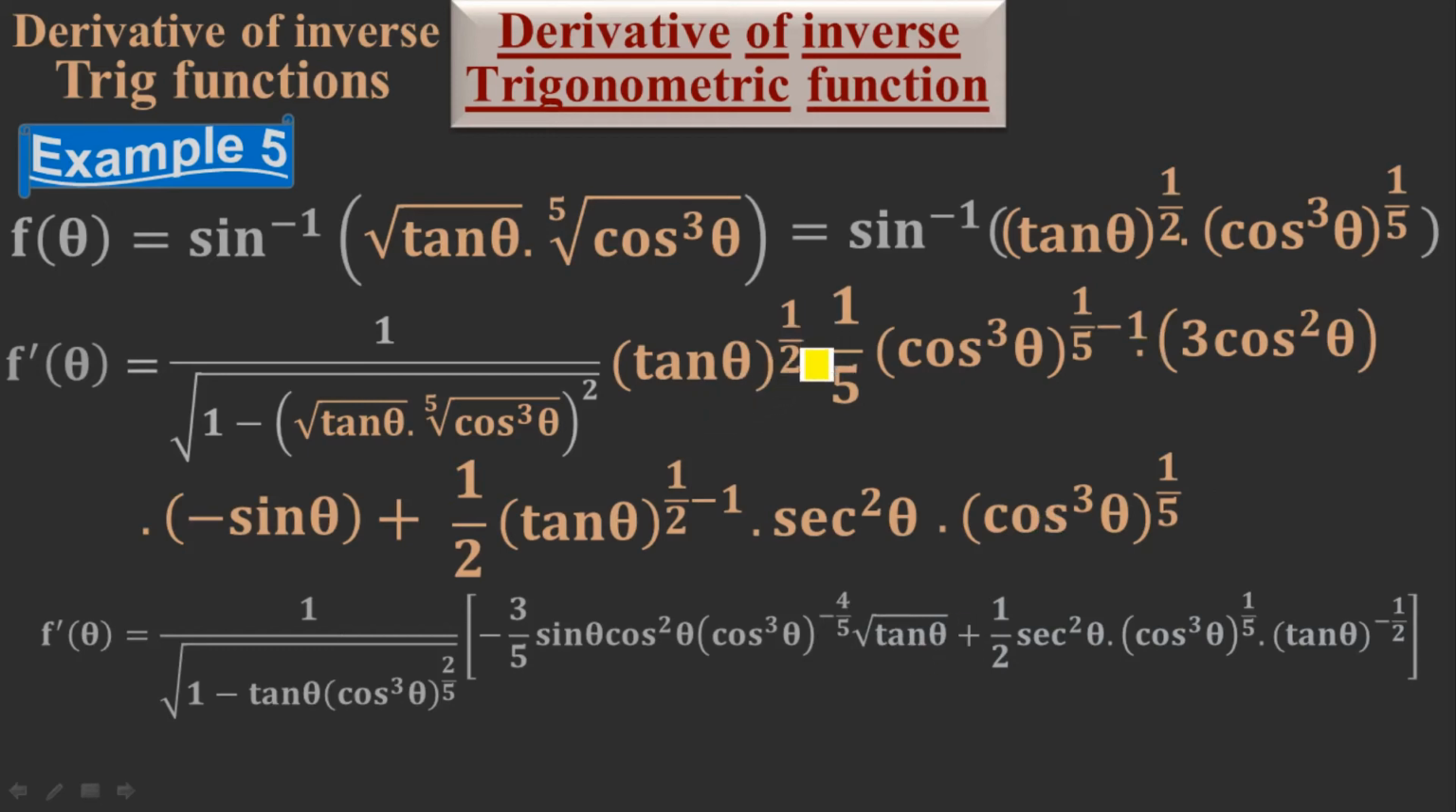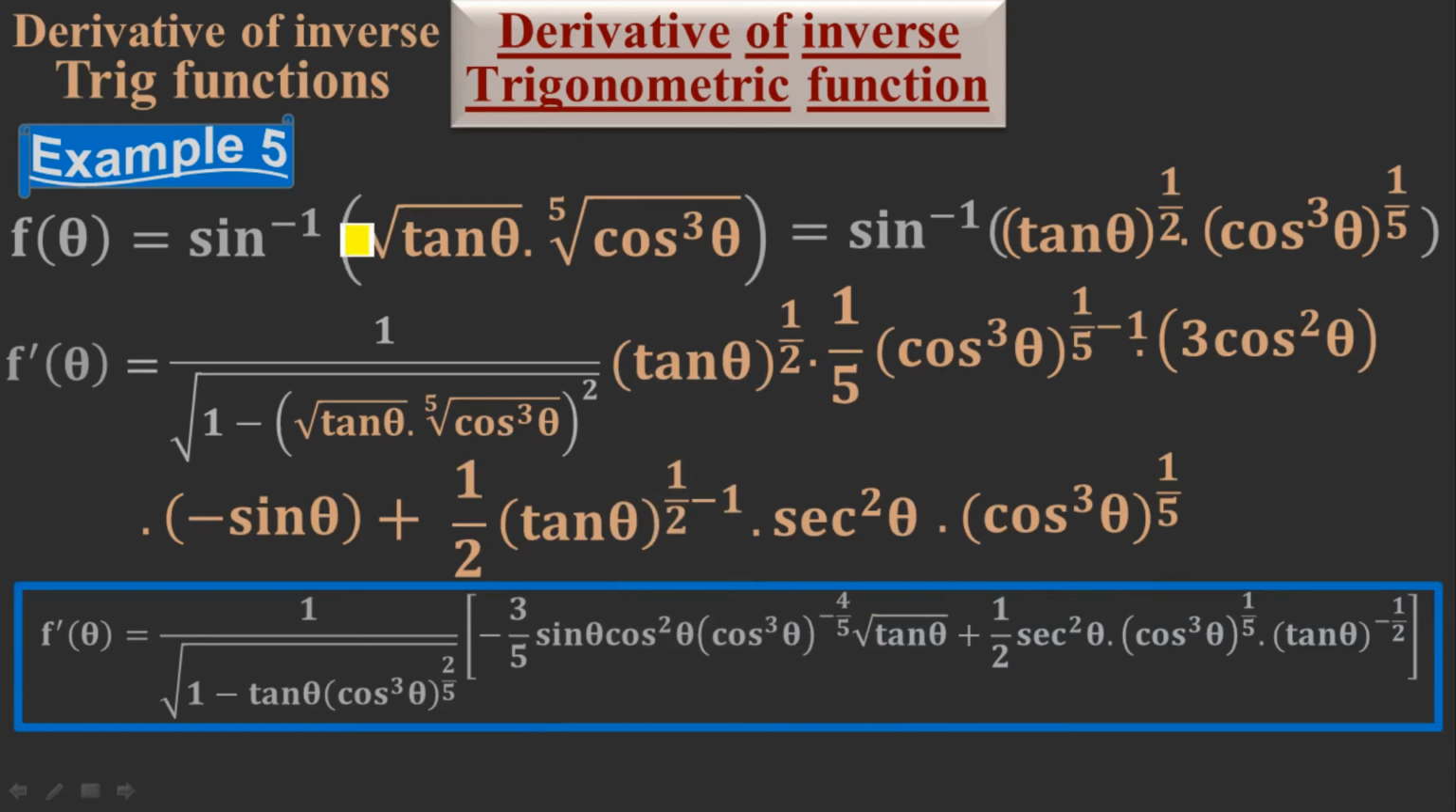That is 1/2, so I can write tangent theta under the root instead of 1/2, plus 1/2 times secant square theta times cos cube theta to the 1/5 times tangent theta to the negative 1/2. Since there is negative 1/2 here, to make it positive, you can bring it down to the denominator. It is up to you. You can do more simplification here. Look, it is not the final version. You can do further simplification if you want. But for now, this is the derivative of the given expression f of theta.